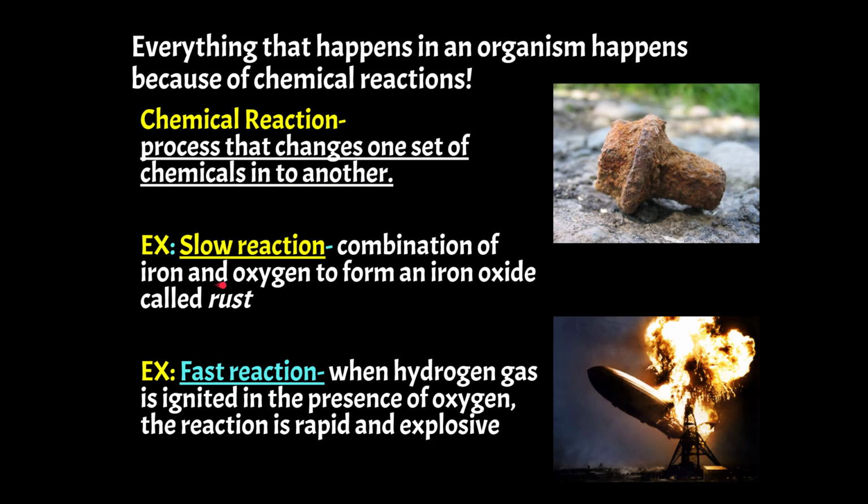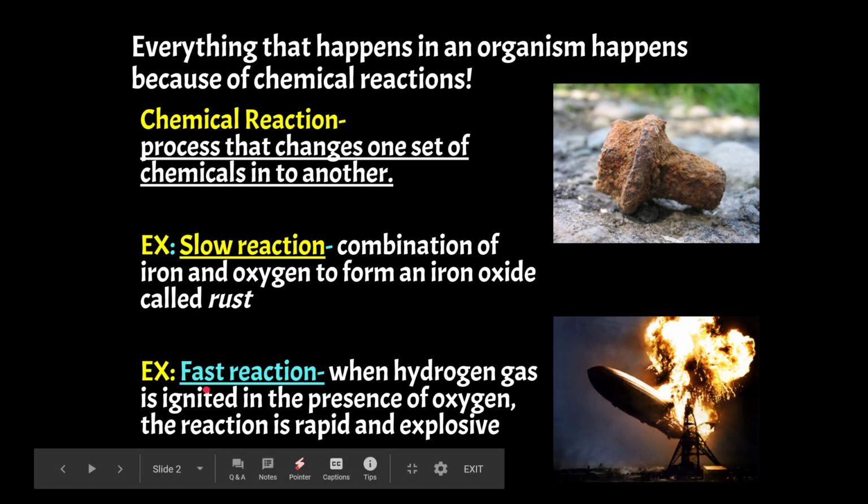For example, you could have a slow reaction like the rusting of this bolt, which is the combination of iron and oxygen over a period of time, and the product coming out is iron oxide or rust. Or you could have a very fast chemical reaction, such as when the Hindenburg, which was filled with hydrogen gas, ignited in the presence of oxygen. That resulted in a very violent or fast chemical reaction, very explosive and giving off lots of energy.